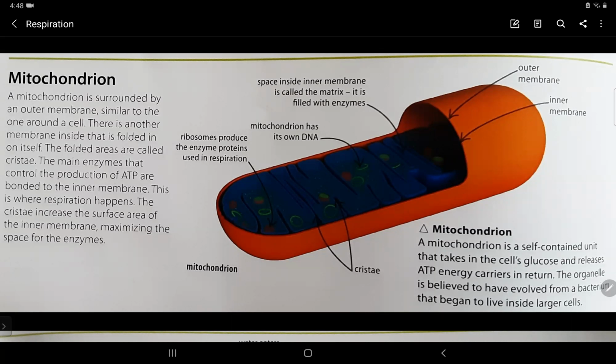Mitochondrion. A mitochondrion is a self-contained unit that takes in the cell's glucose and releases ATP energy in return. The organelle is believed to have evolved from a bacterium that began to live inside larger cells.